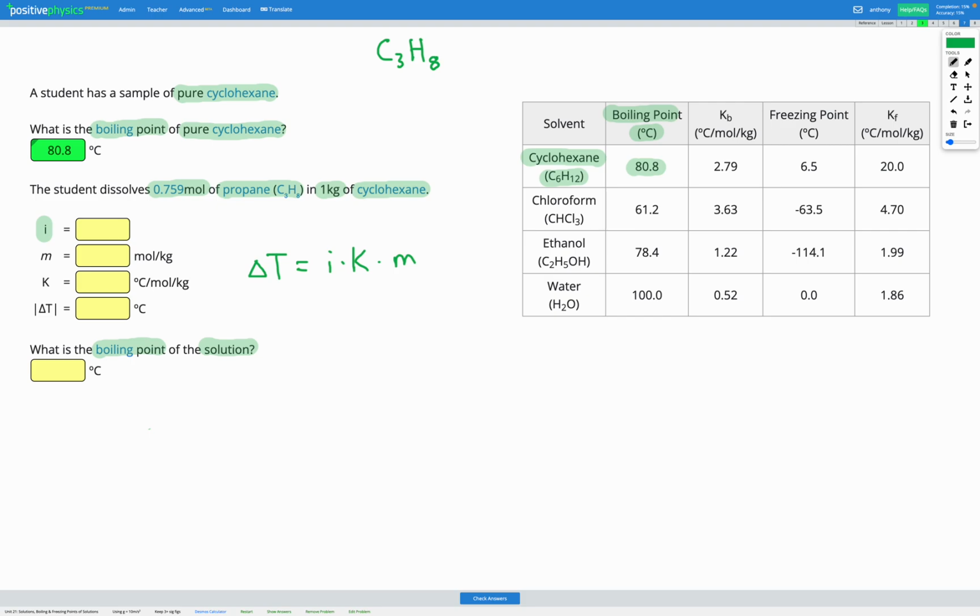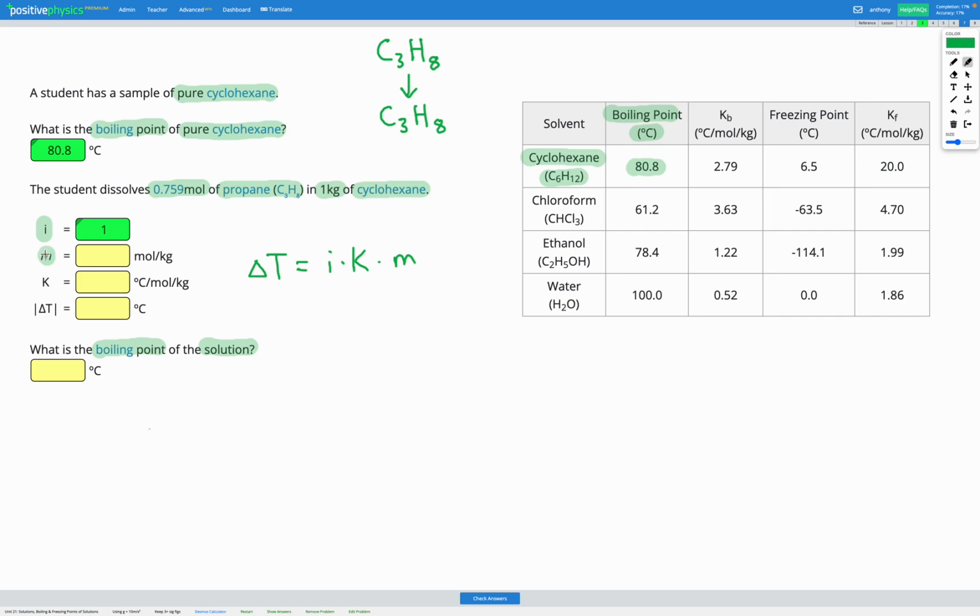Now, propane isn't an ionic compound. It's a covalent compound. So when propane dissolves, it does not split up into its ions. It doesn't have ions. It stays as it is. So when this dissolves in cyclohexane, it stays as molecules of C3H8. So for every one C3H8 that gets dissolved, we end up with one particle, which is C3H8, in the solution. So our i is just going to be 1 for this because it's a covalent compound. It doesn't split up into its ions.